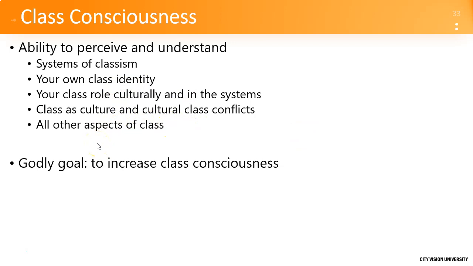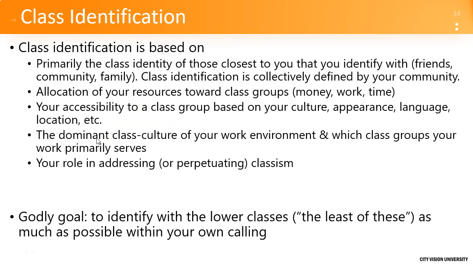So then the last thing is your class identification. And one thing I want to emphasize on class identification that a lot of people don't get is class identification is actually a social identification. So some of it could be, who you're attempting to identify with, but I would say the primary class identification is based on the class identity of those you're closest to and who you identify with. So who are your people? Your friends, your community, your family, and it's collectively defined by your community.